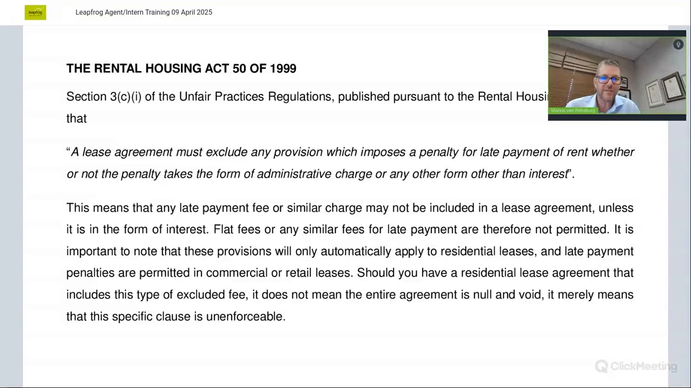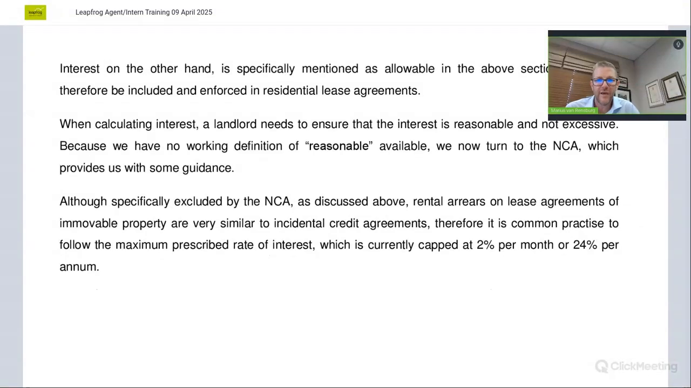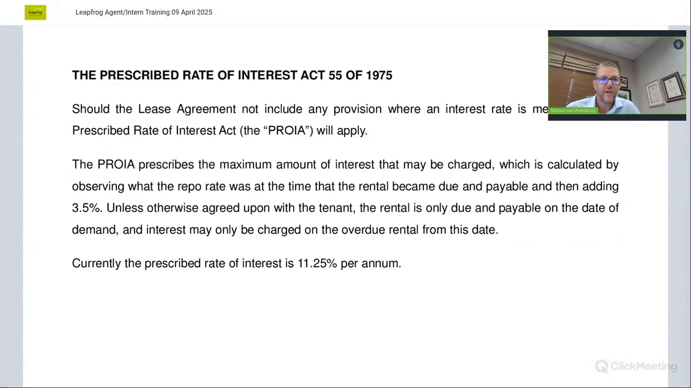The other thing we must understand is that this applies only to residential leases, because this is the Rental Housing Act, which is the Residential Rental Housing Act. It doesn't apply to commercial lease agreements. So what the Rental Housing Act tells us is, yes, you can charge interest. You can't charge another form of penalty, but yes, you can charge interest. Okay, so that's the next step in understanding this process.